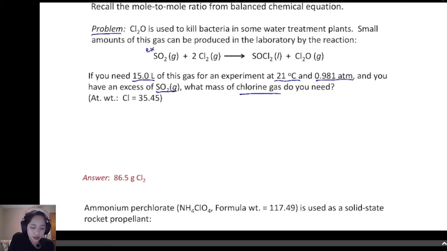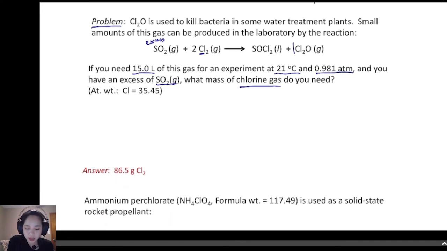So SO2 is in excess, which right off the bat says SO2 isn't the limiting reagent. Chlorine gas is going to be the limiting reagent, so it determines how many moles of the product we make. We are trying to make Cl2O gas, so these moles will be directly related to one another. To get the moles, it gives us its ideal gas law information: volume, temperature, and pressure. So we can get n here.